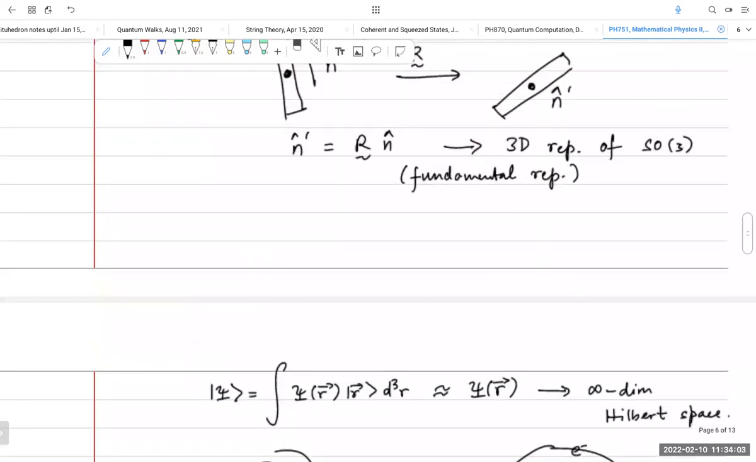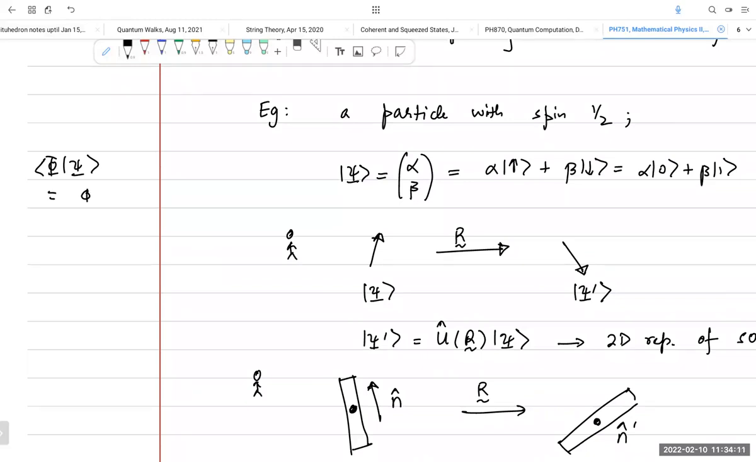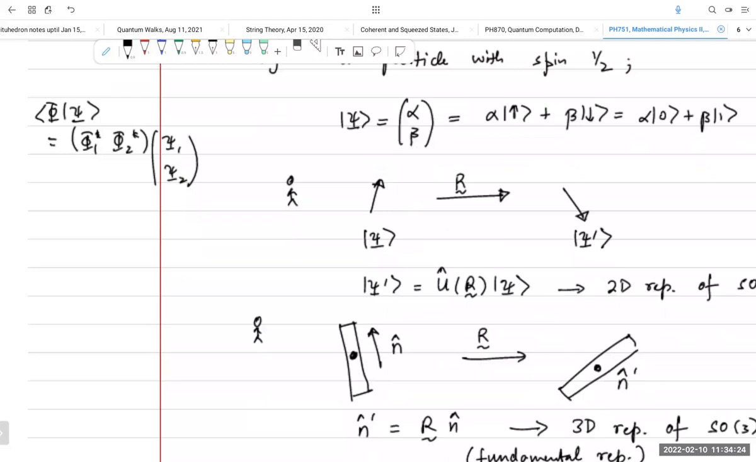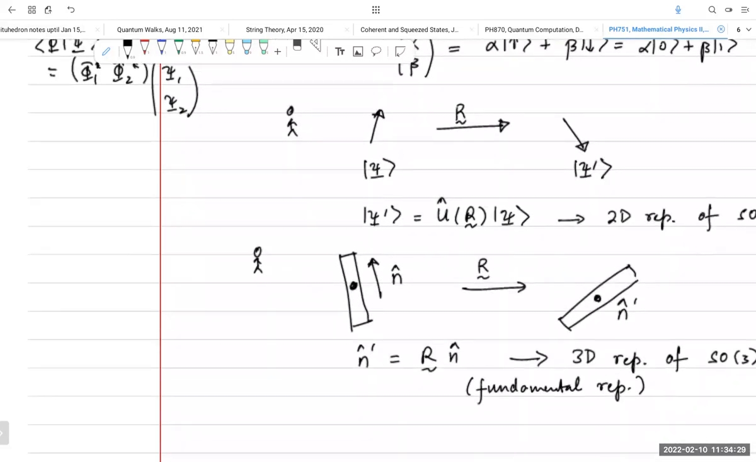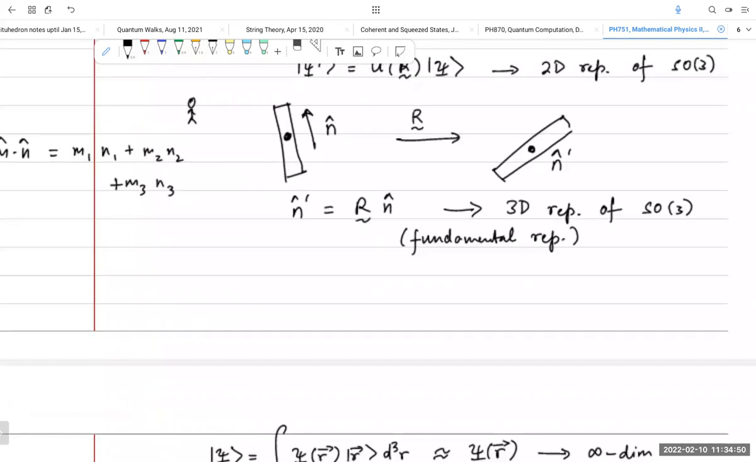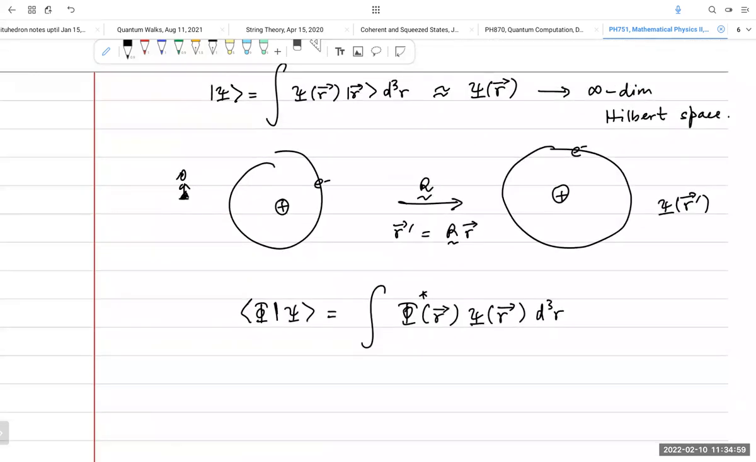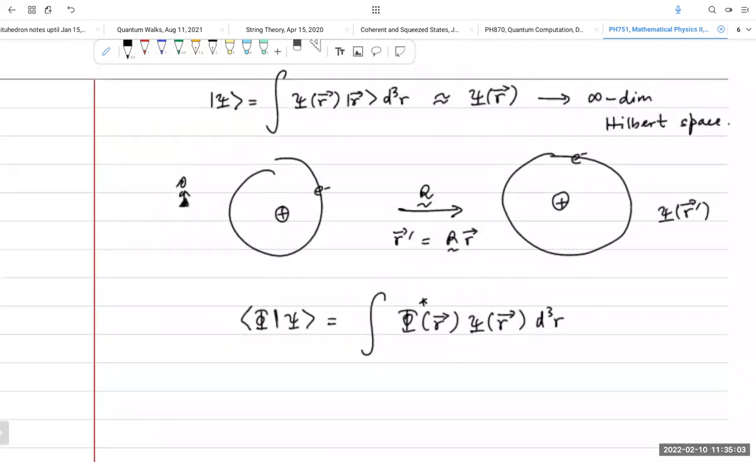On the other hand, if I look at this system, if I have two states, what does my inner product look like? It's just the inner product of a two-dimensional state with another state. In this case, if I have m dot n, that will be my dot product, just m1 n1 plus m2 n2 plus m3 n3. But here you have an infinite number of points, so this is an infinite dimensional state. So how do you describe the action of this rotation?